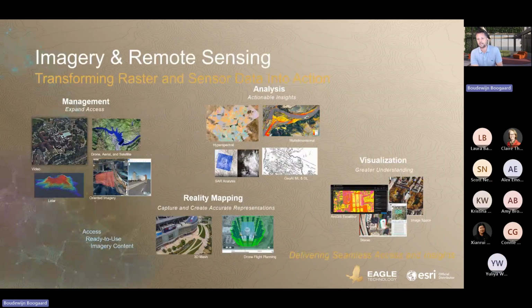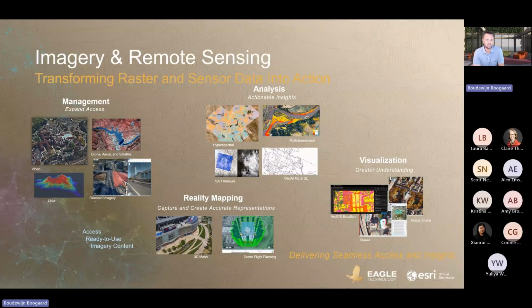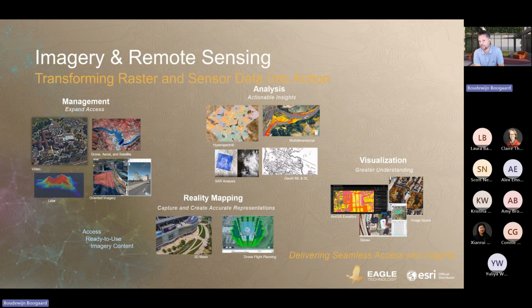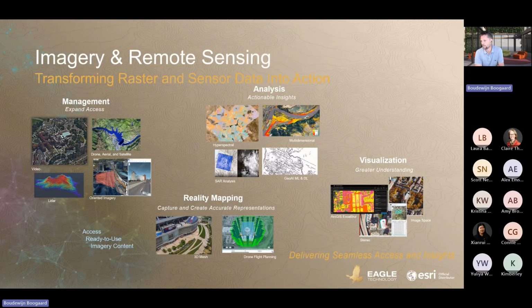So with imagery in ArcGIS, we usually split it out that there's a couple of capabilities. So the first is management, allowing you to manage all your data just to make it more easily accessible by people. We can then do analysis on it to create insights. And there's a lot of visualization tools as well, and that can improve our understanding of the data. And another part is the reality mapping, and that allows us to create those imagery products like DEMs, true orthos, but also 3D meshes from aerial imagery or drone imagery.